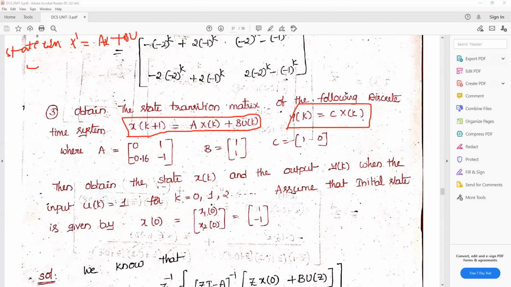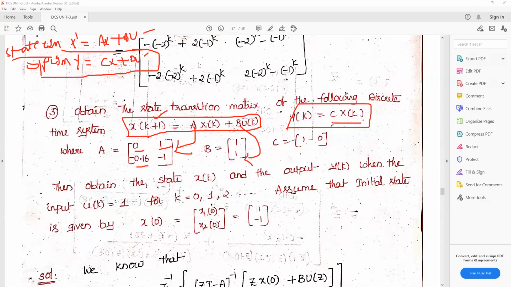These are two very important equations. The state equation x dash is equal to ax plus bu, and the output equation y is equal to cx plus du. So x of k plus 1 is equal to a into x of k plus b into u of k, and the output equation y of k is equal to c into x of k. The A matrix is given as 0, 1, minus 0.16 and minus 1. The B matrix is given as 1, 1. The C matrix is given as 1, 0.